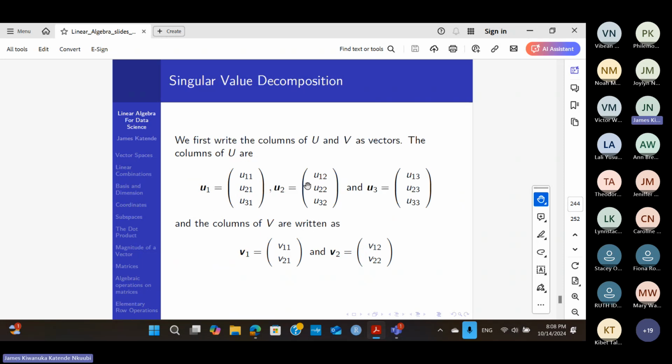First thing we do is pull out the vectors. So this U1, U2, and U3 are the singular vectors that make up the U.